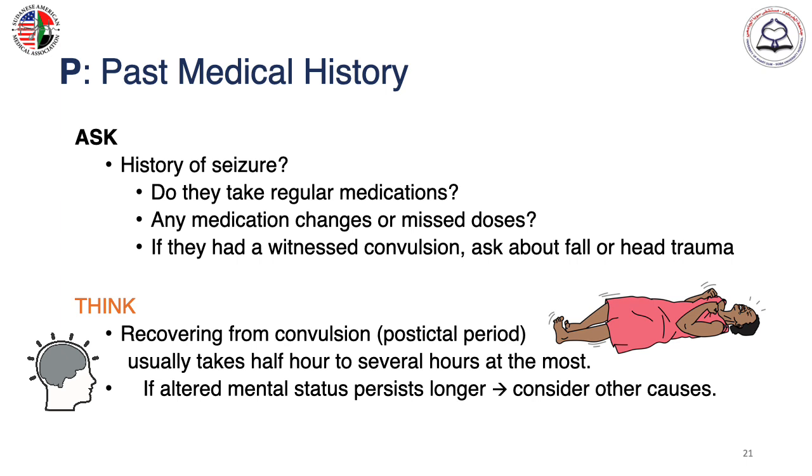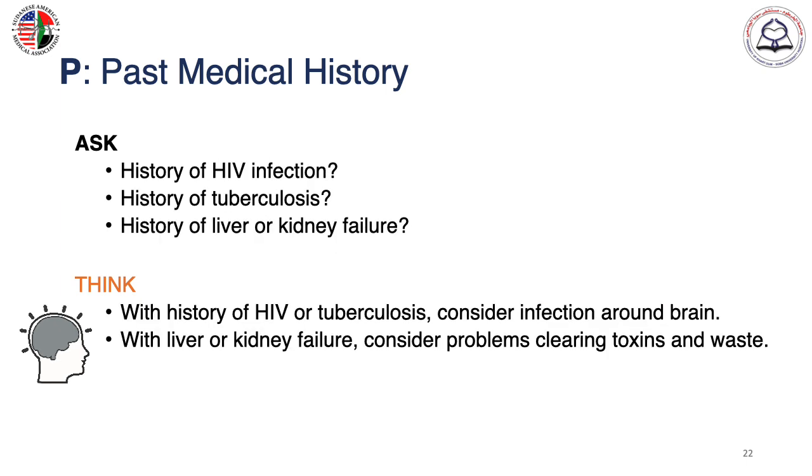History of seizure: do they take their medication regularly, any change in their medication, and any history of recent trauma. Usually after seizure they recover slowly, the post-ictal state, but if it gets prolonged, consider other causes. HIV infection, tuberculosis: with HIV they can develop other infections, meningitis, encephalitis, and some opportunistic infections. Tuberculosis itself can affect the brain. Those with liver disease and kidney disease can have hepatic encephalopathy or uremic encephalopathy, and all these can lead to altered mental status.